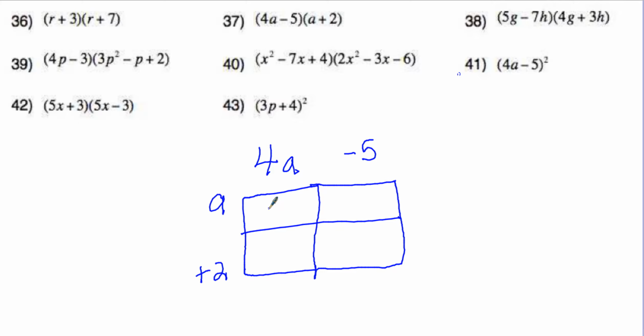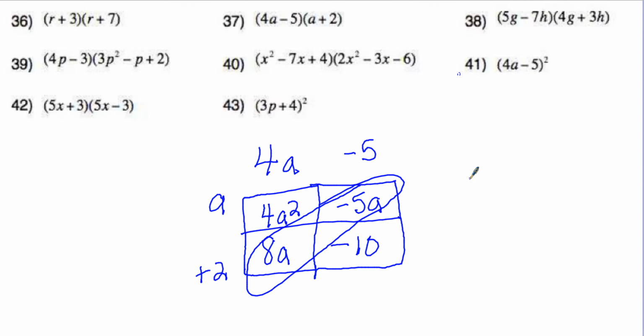So a times 4a is going to give me 4a squared. 4a times 2 is 8a. Negative 5 times a is negative 5a. And negative 5 times 2 gives me negative 10. Remember, whenever we do the box, your like terms are on the diagonal. So you should get 4a squared plus 3a minus 10 is your final answer. No matter which way you did it, this is still your answer.